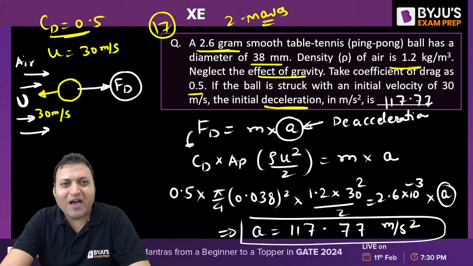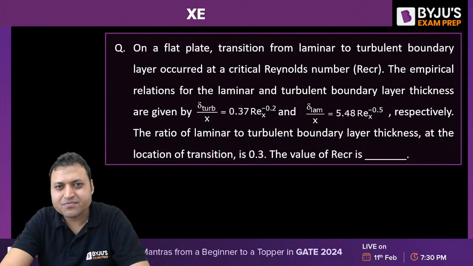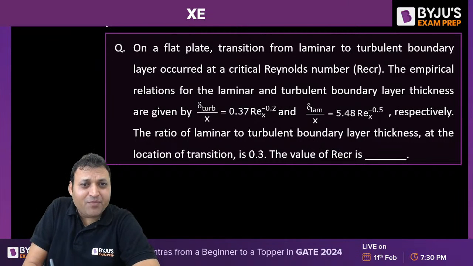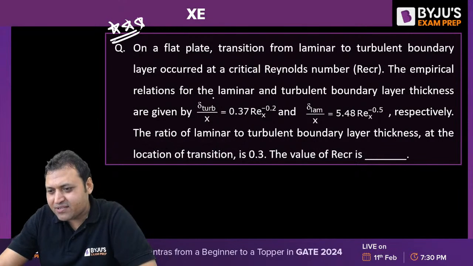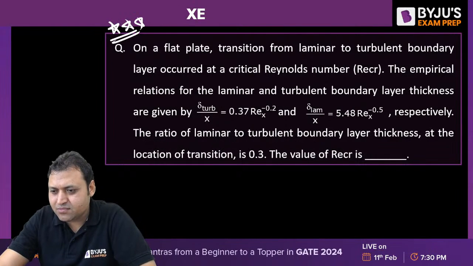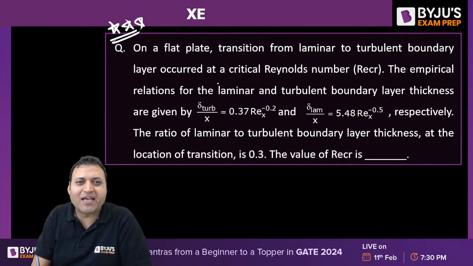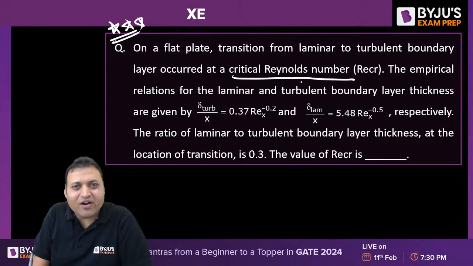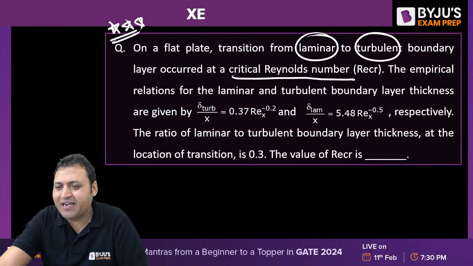I am having 5 more questions to go, and then Sonu sir will be taking over the charge from here. The next question, again a beautiful one, from the boundary layer theory. Please try to solve this. On a flat plate, transition from laminar to turbulent boundary layer occurred at a critical Reynolds number. You all know the transition from laminar to turbulent takes place at the critical value of Reynolds number.